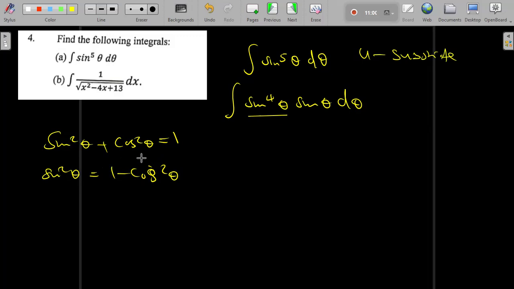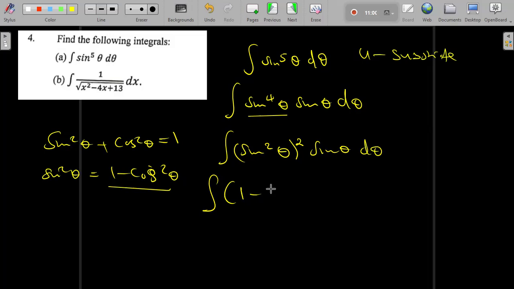But then this is being raised again to the power 4. So I can write this as sine squared theta, then raised to the power 2. This gives me that to the power 4. Then I have the sine theta here, d theta. In that way, I can now replace where there's sine squared with 1 minus cos squared theta. Then I'll have 1 minus cos squared theta, squared. Then I have the sine theta d theta.